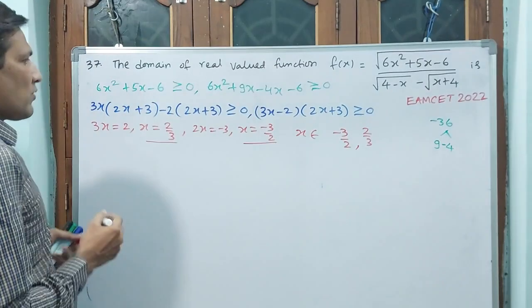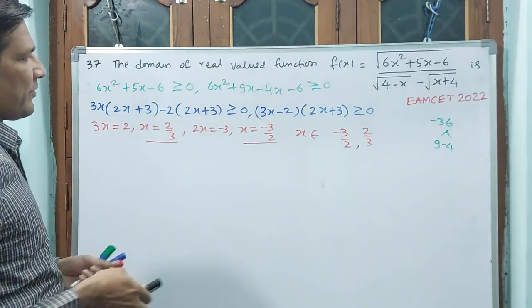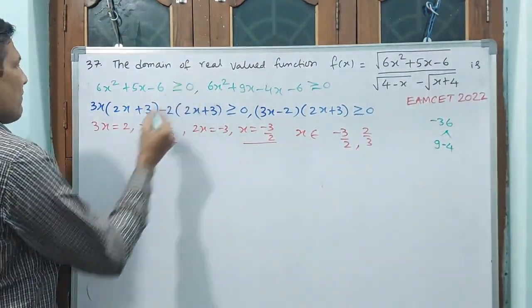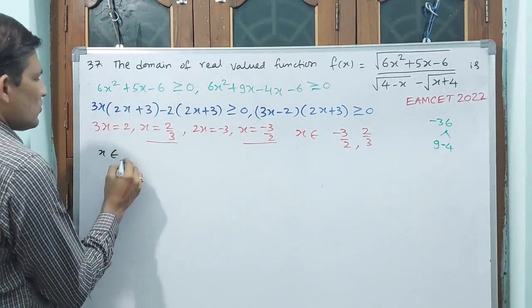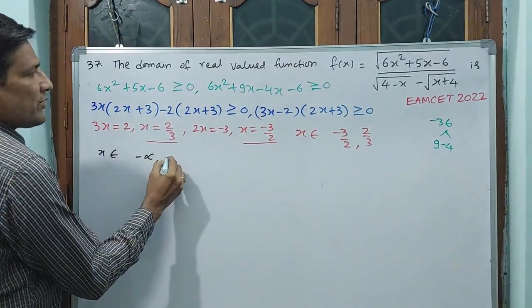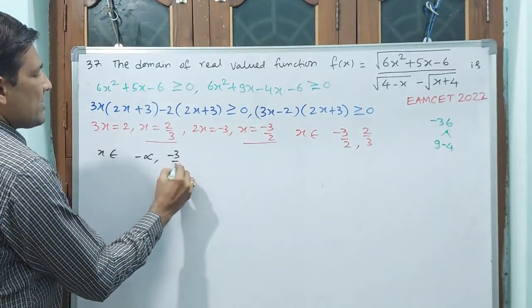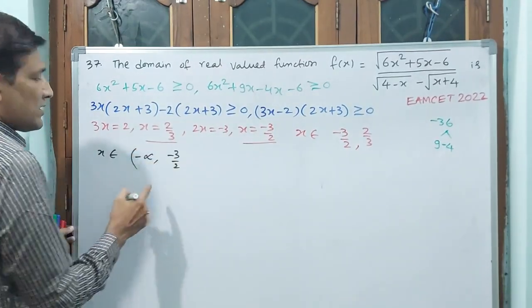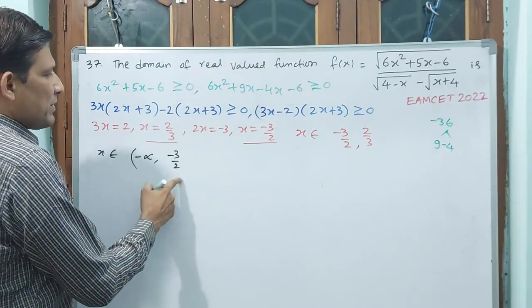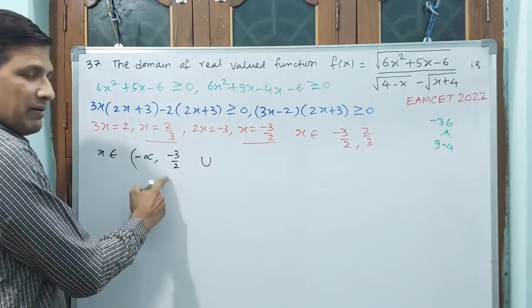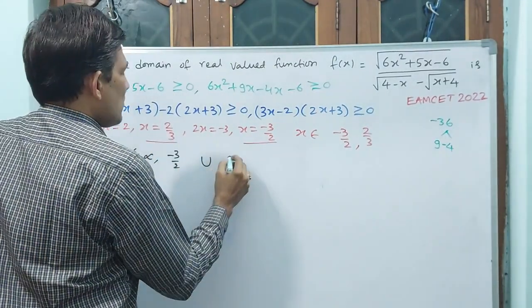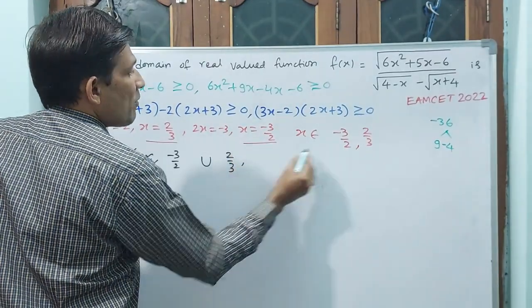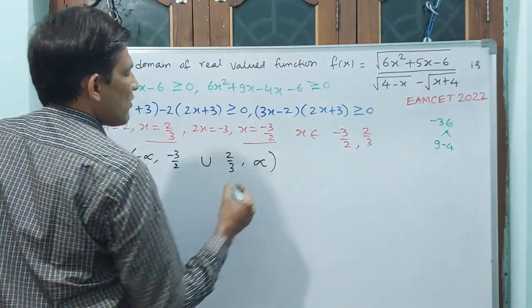That means what you have to take? You have to take like this. You see what I am writing. For the numerator, x belongs to minus infinity to minus 3 by 2, comma. Why? Because minus infinity is always an open interval, but I am keeping this union. I will keep this afterwards. 2 by 3 to plus infinity. Plus infinity is always an open interval.